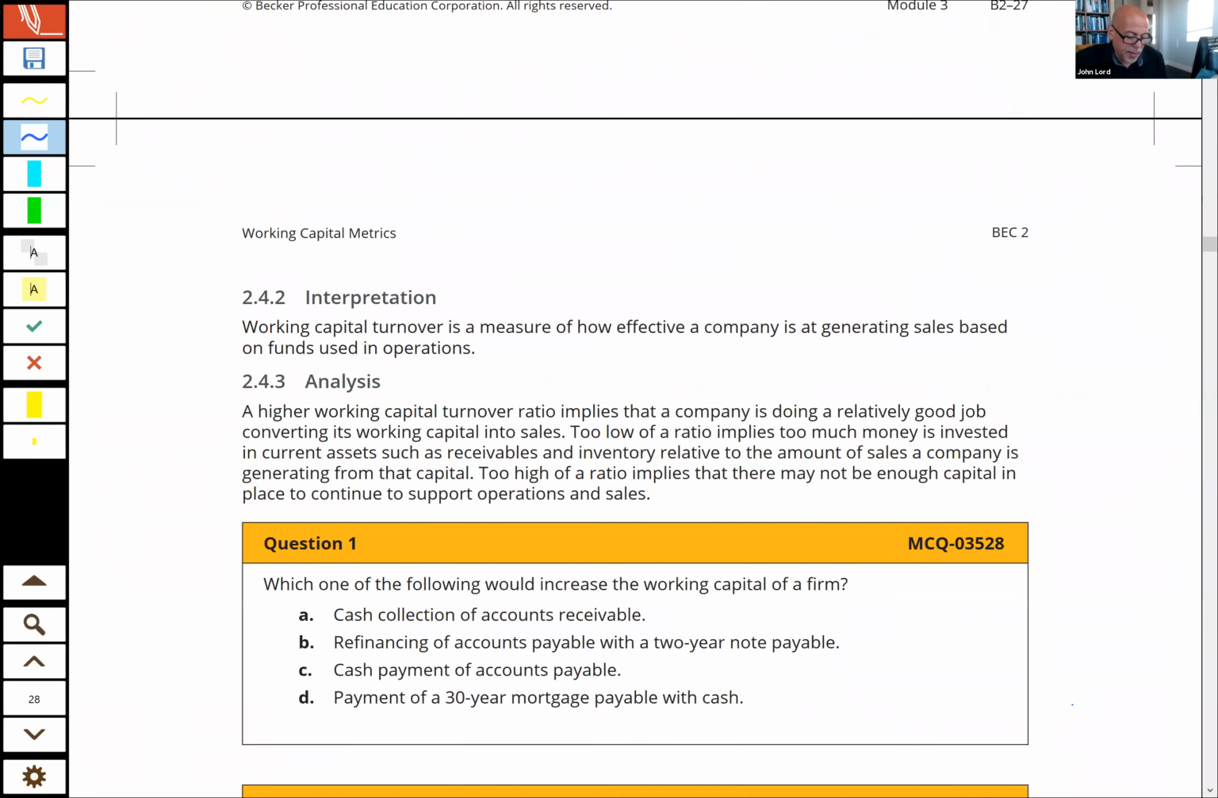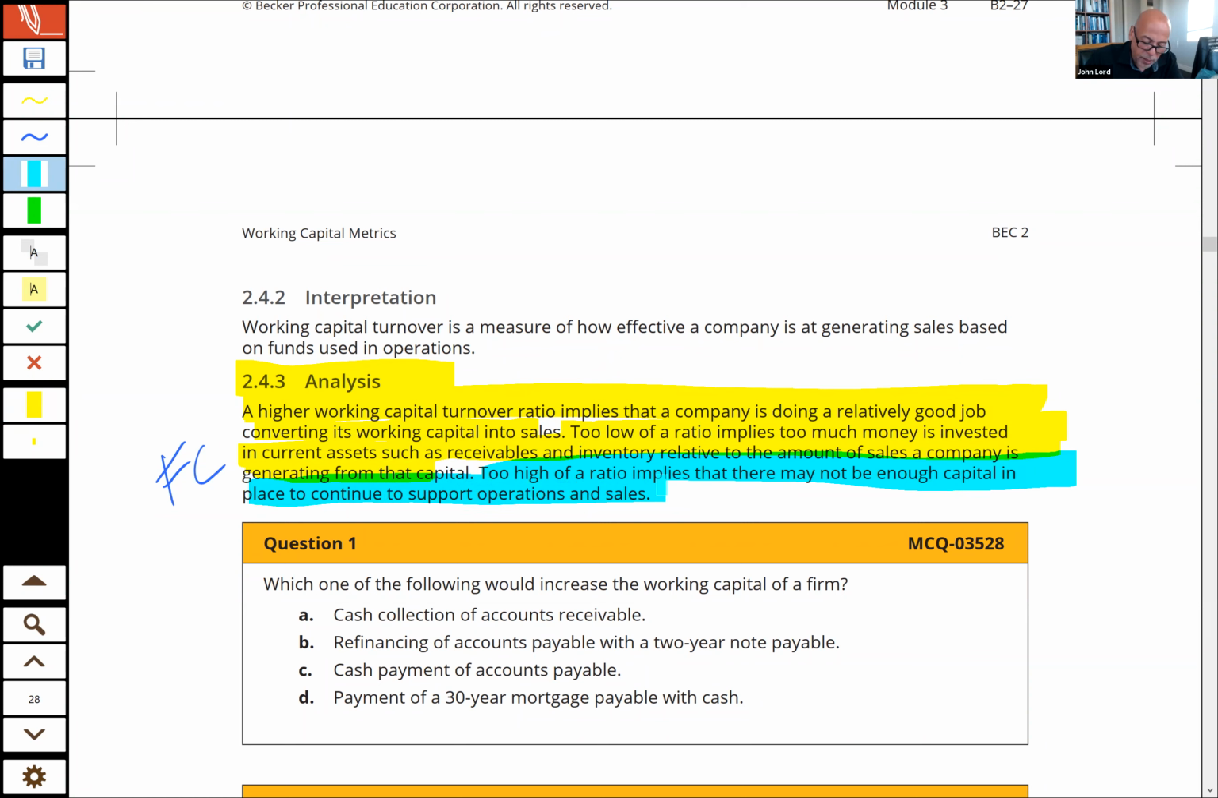And I find this interesting. Okay. So I'm going to ask you to flashcard this because this again could be a written communication. Okay. But let's take a look. A higher working capital turnover ratio implies that the company is doing a relatively good job of converting its working capital into sales. Too low implies too much money is invested in current assets, such as receivables and inventory, okay? Too high of a ratio, this is probably the more important part, implies that there may not be enough capital in place to continue to support operations and sales. So again, we tend to think that the higher these numbers are, the better. And I want you to really think through, well, what could be the implications of too high of a number, okay?